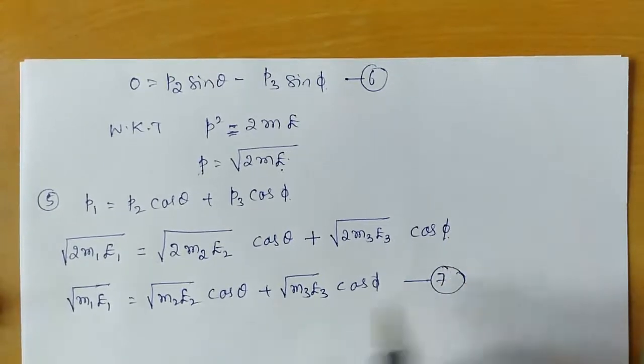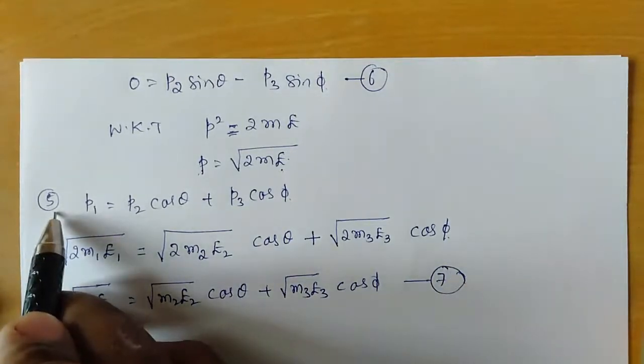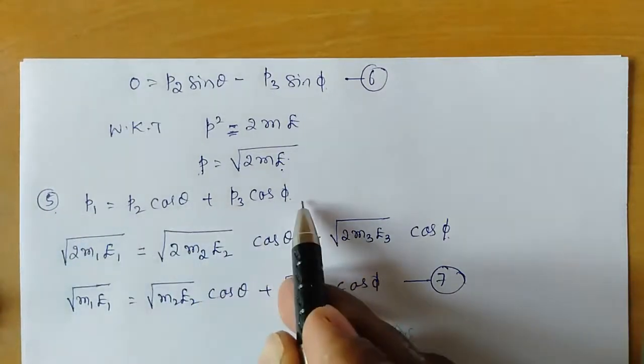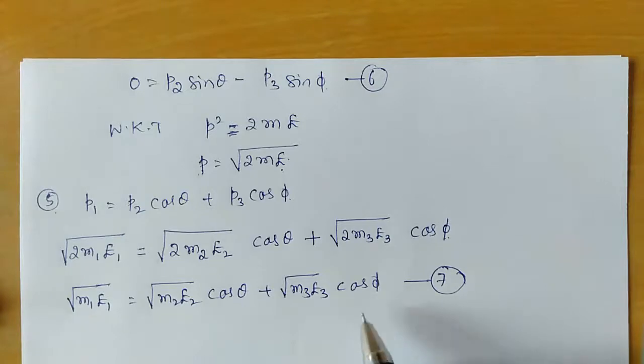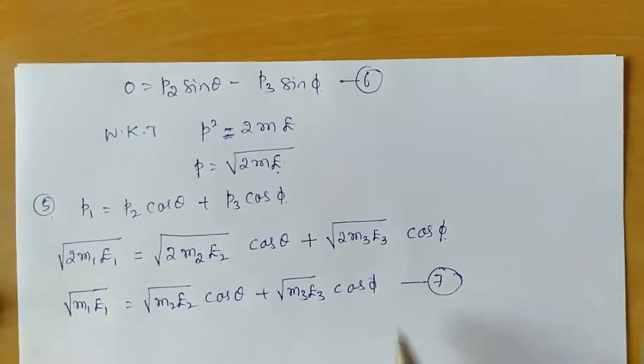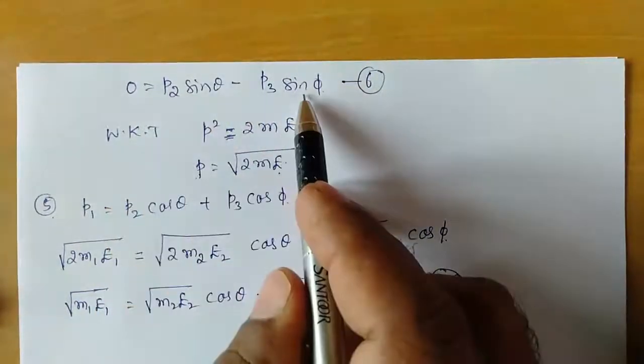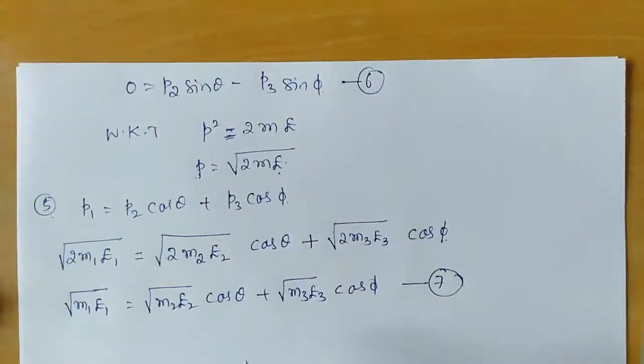So we have simplified equation 5. That is, equation number 5, which was entirely in terms of momentum, we have rewritten in terms of energy. Now we shall convert equation 6, which is in terms of momentum, to in terms of energy.